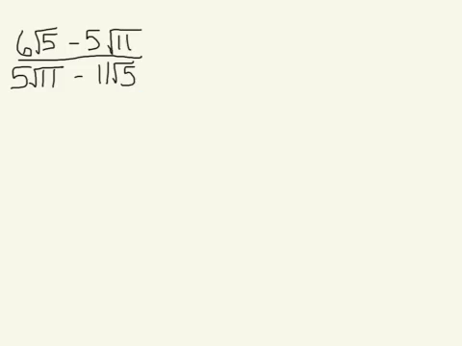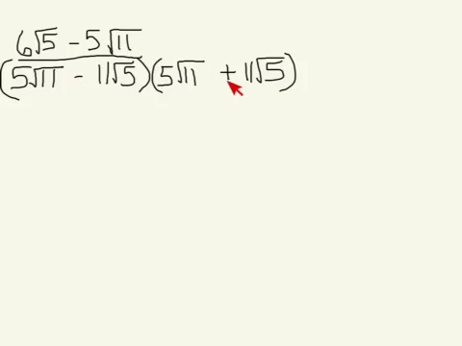And the trick when you have two terms in the bottom is to multiply by what's called the conjugate. The conjugate of 5 root 11 minus 11 root 5 is 5 root 11 plus 11 root 5. So basically all you do is change the middle sign to its opposite and leave everything else the same. And that's what you want to multiply by.